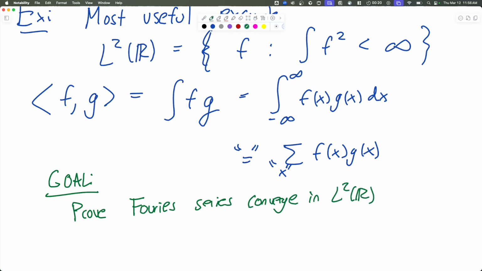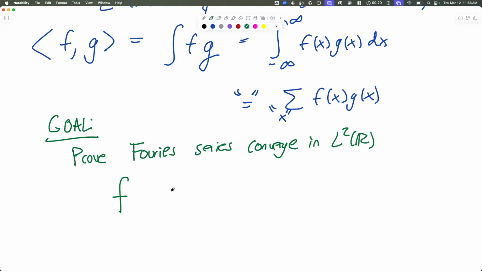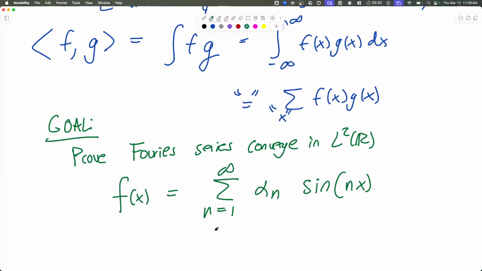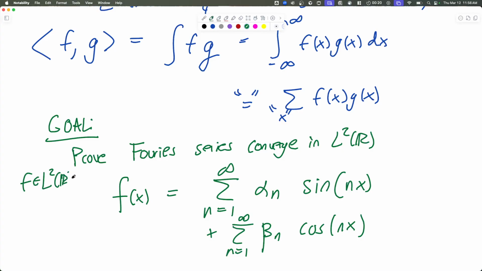Specifically, this says something like the function f is equal to the infinite sum from n equals 1 to infinity, where you put in coefficients alpha_n and then the function sine of nx. And this will be true. You need a separate one with some different coefficients for cosine of nx. So in other words, if f is in L2, you can write the function as an infinite sum of sines and cosines.